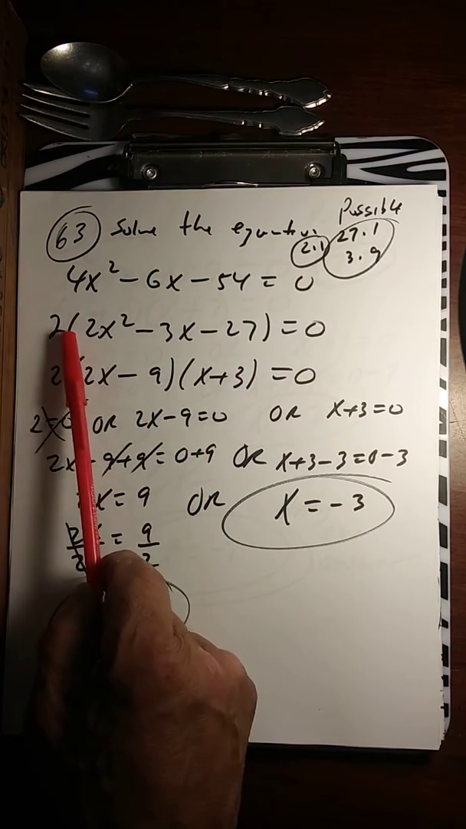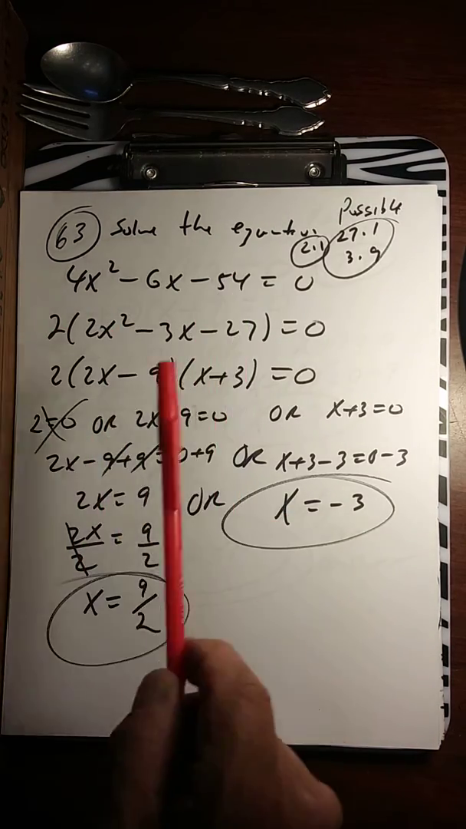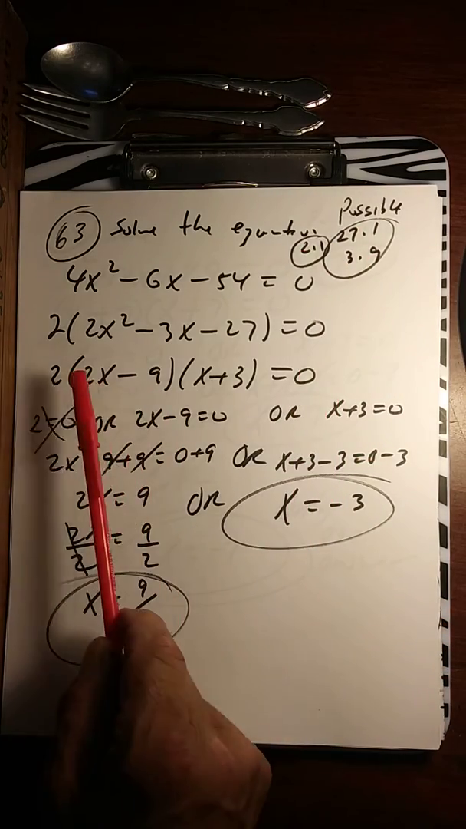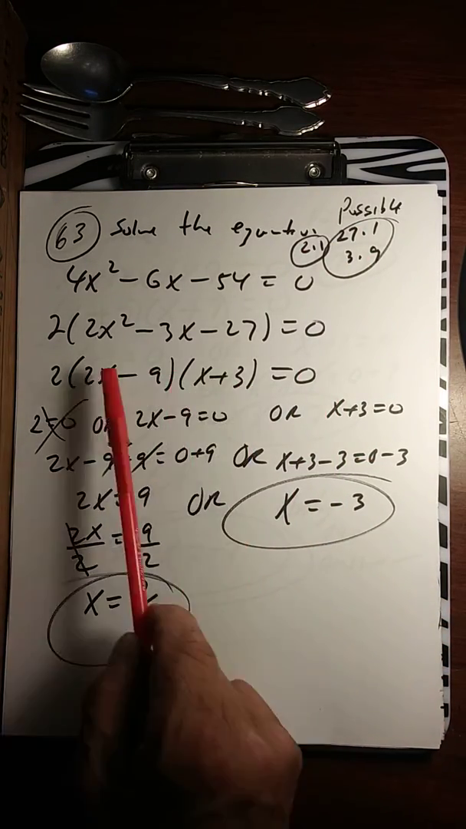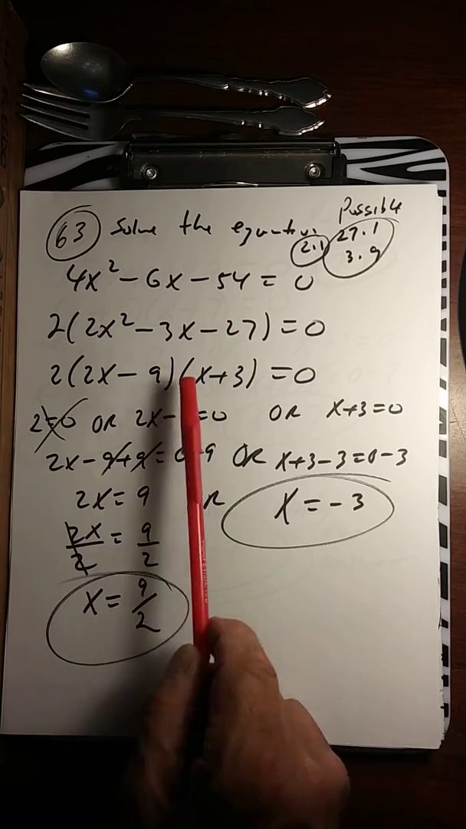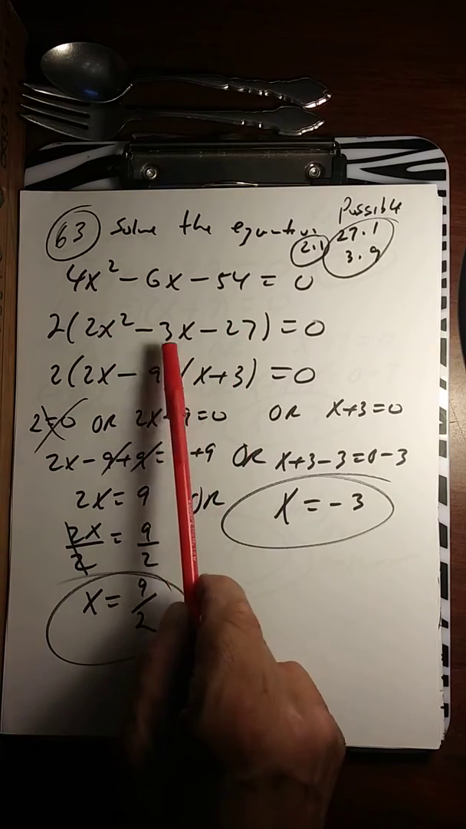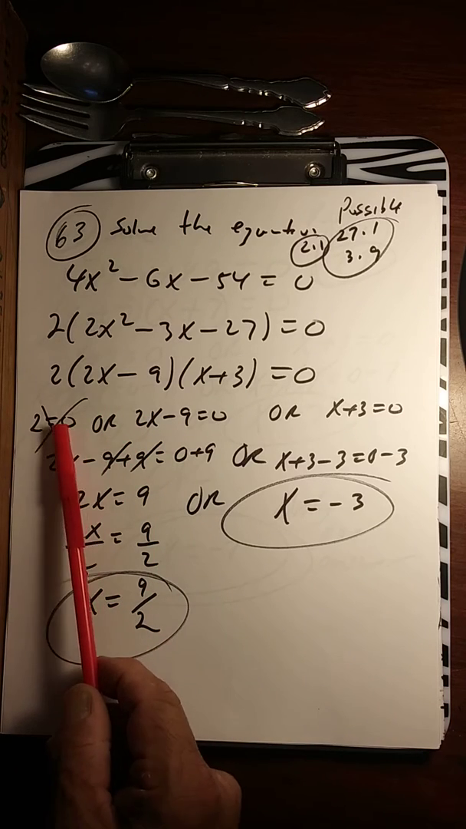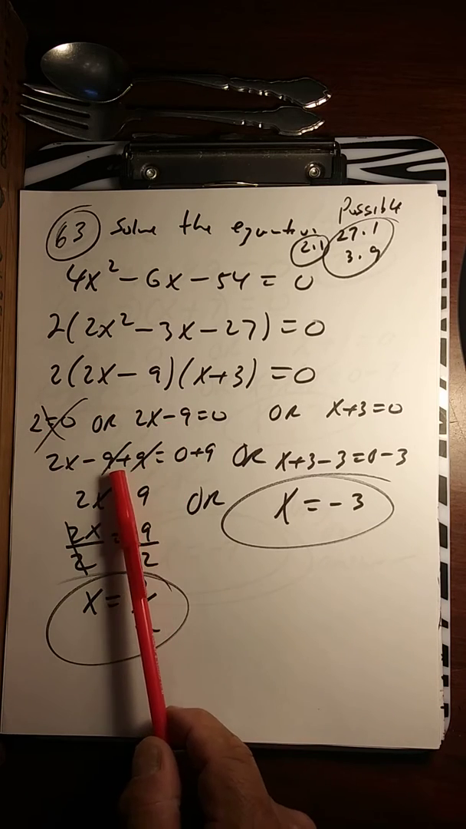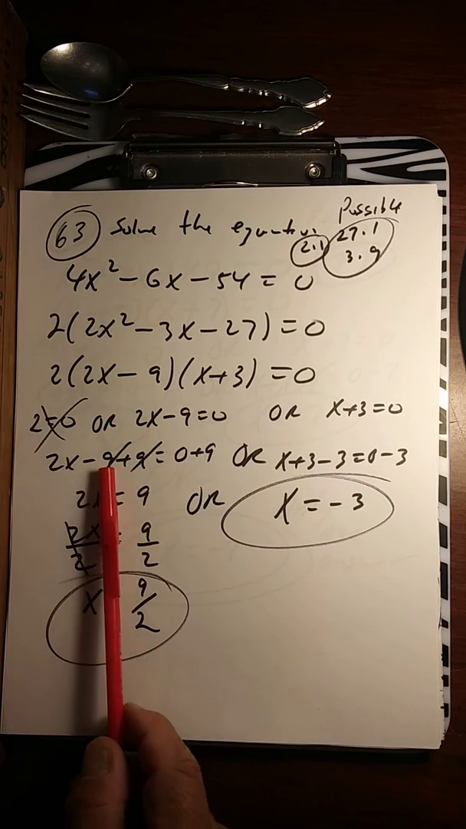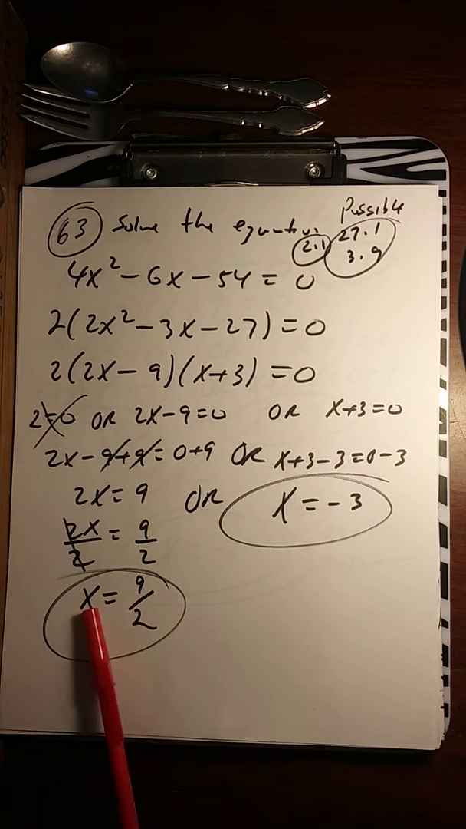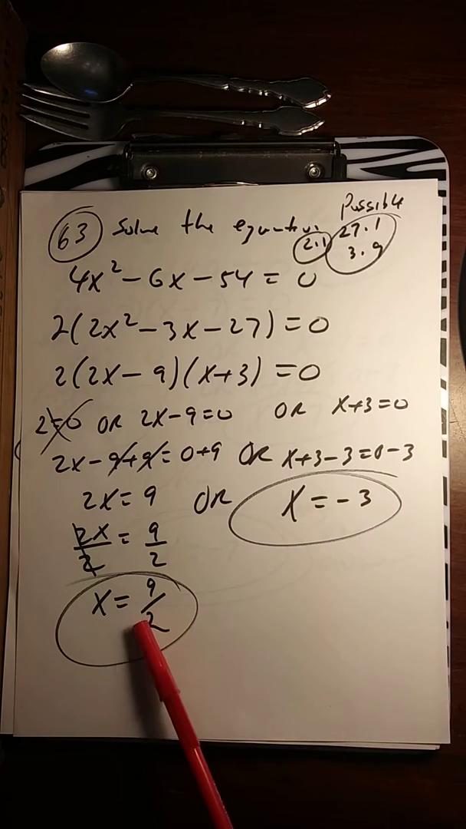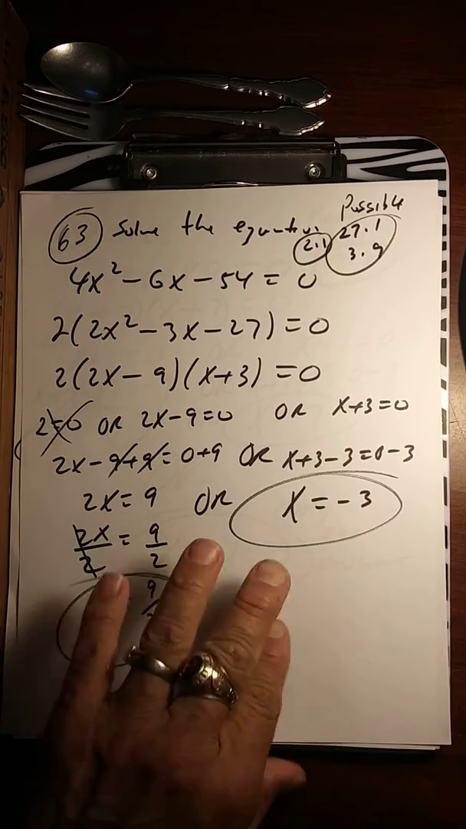Take the 2 out: 2 times that, 2 times that, 2 times that, gives this. 27 is those numbers right there. We try 2x minus 9. No, that times that is 2x squared, that times that is 27. This can be 6 minus 9, minus 3. So 2x minus 9, yes, and x plus 3, yes. Add 9: 2x equals 9. Divide by 2: x equals 9 over 2. Minus 3, so x equals negative 3. So 9 over 2 and negative 3.